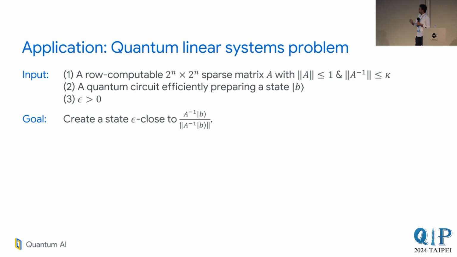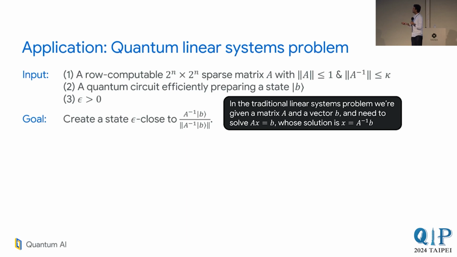Because in the traditional linear systems problem, like you might have seen before, you're given a matrix A and a vector B, and you need to solve the system of equations AX equals B. The solution to that is just X equals A inverse times B. Now if you look at the two things, A inverse times B and A inverse times ket B correctly normalized, they look like kind of the same thing, right? So this is why it's called the quantum linear systems problem. It's not the same problem, it's just a quantum analog of that problem. Okay, so this is the quantum linear systems problem.